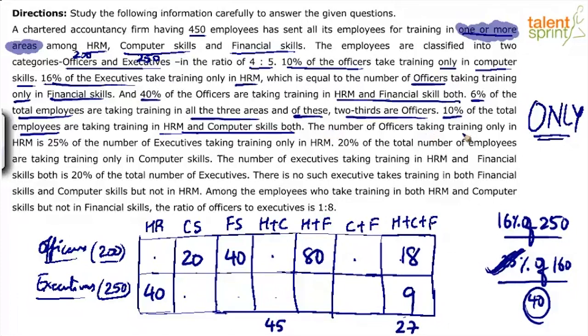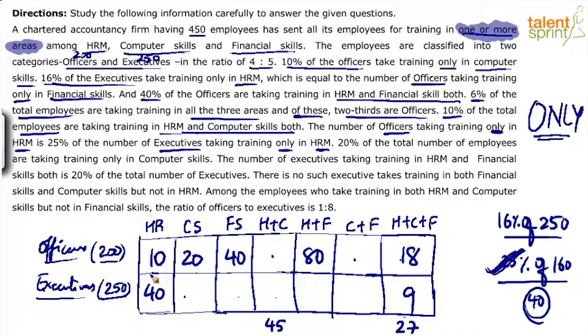The number of officers taking training only in HRM is 25% of number of executives taking training only in HRM. So officers in HRM is this. This is equal to 25% of those executives who are taking only in HRM. So how many executives are in only HRM? 40. Number of officers is 25% of 40. You're able to follow? So 25% of 40. What is 25% of 40? 10.